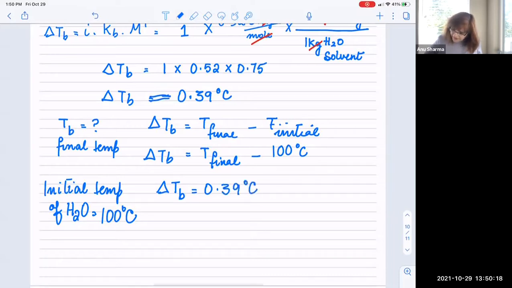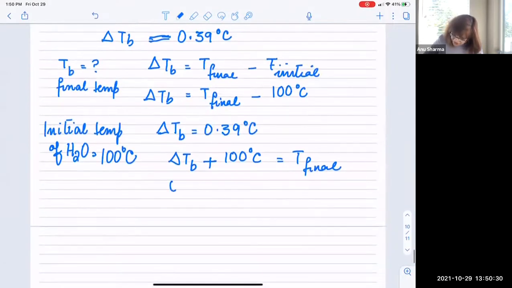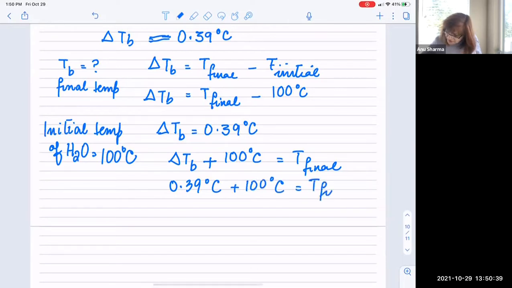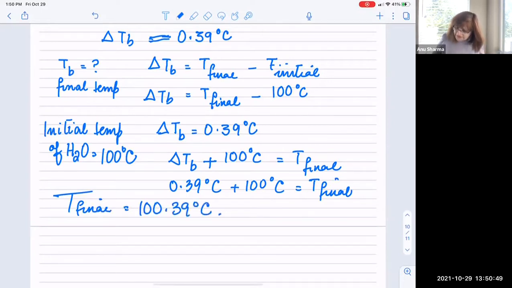Okay, so delta TB plus 100 degrees Celsius is equal to T final. Simple math. Okay, so 0.39 degrees Celsius plus 100 degrees Celsius is equal to T final. So the T final comes out to be 100.39 degrees Celsius, and that's the answer.